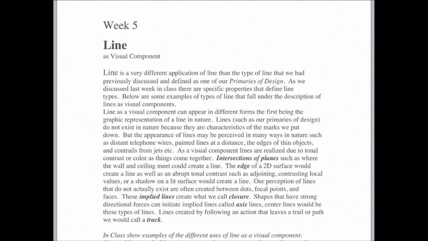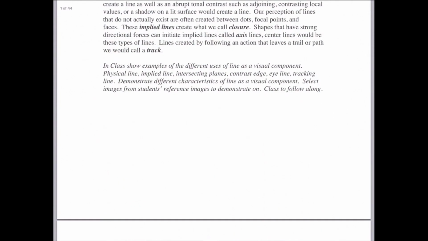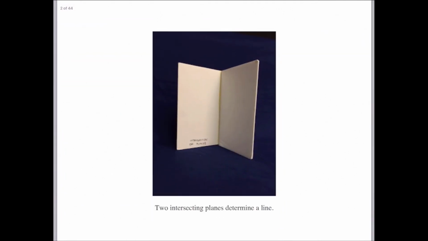Now below, I created some examples of how we might see lines as a primary of design. One of the ways that we look at or define a line is when we have 2 intersecting planes. So 2 intersecting planes create a line. Now, there are implied lines and there are physical lines. This one would be more of a physical line. It creates a line where these 2 planes merge.